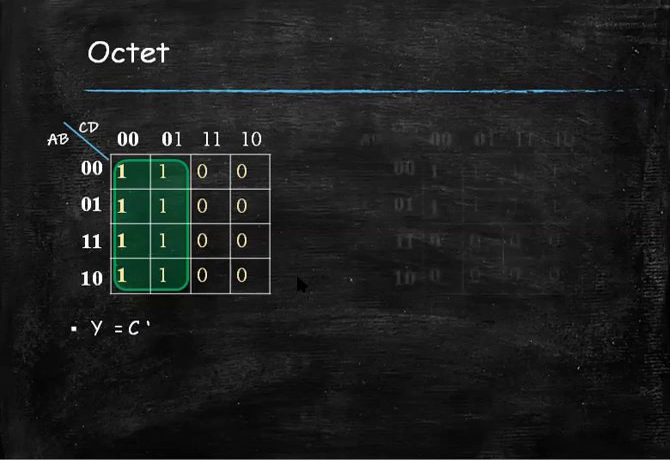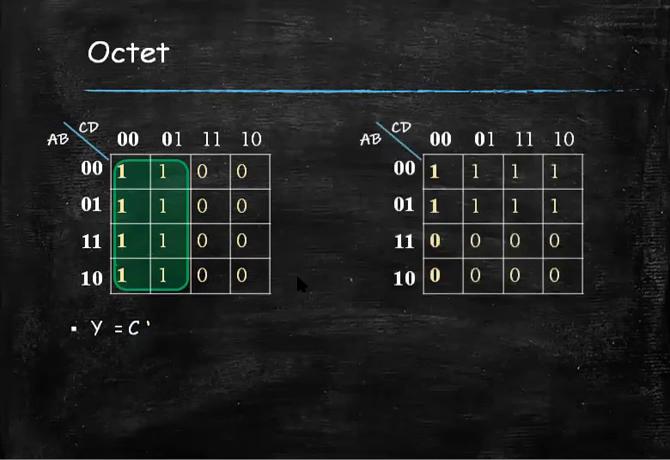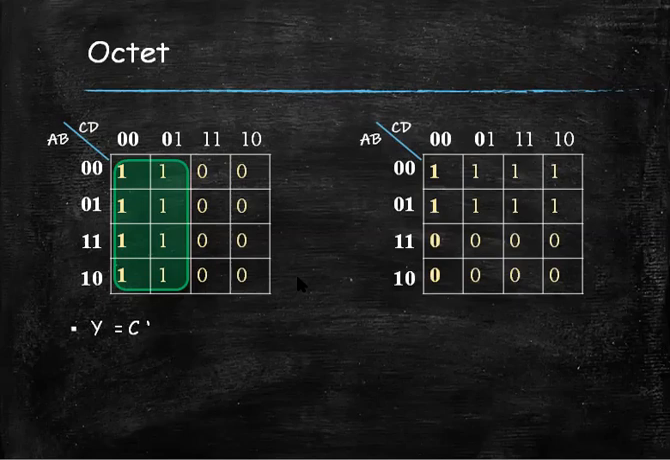Consider another example. It is a horizontal octet. Here C and D are changing. When we move downward, A bar is not changing. Then the result for this octet is Y equal to A bar.